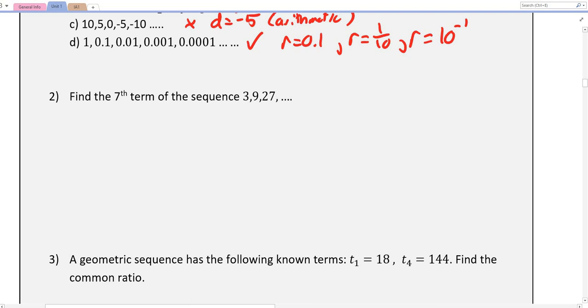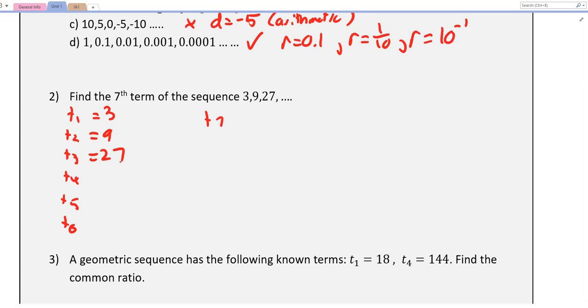So find the seventh term of the sequence 3, 9, 27. Let's do this. T1, T2, T3, T4, T5, T6, T7. 3, 9, 27. What's my common ratio, guys? Times 3. I'm going to need someone to tell me this next one. What's 27 times 3? Something wrong with that. Next one.